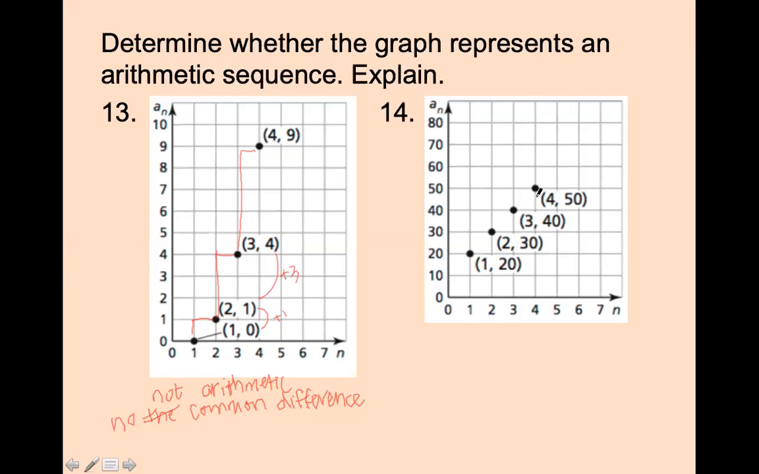All right, let's look at this one. If I look, my y values are going up by 10, and my x is 1, 10, 1, 10, 1. So these increase by 10 every time. So this time I would say it's arithmetic. And we can see in this pattern that our common difference is 10.